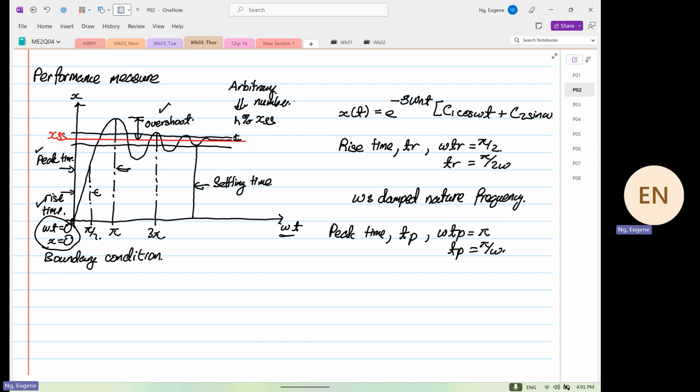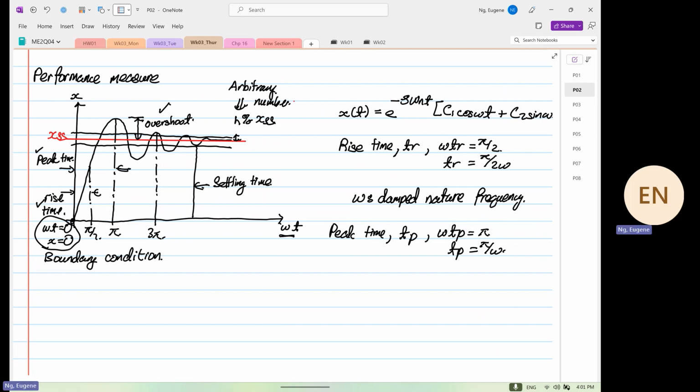Omega t on the x-axis, because it's dependent on the excitation frequency, omega. Okay, so you cannot just put time, it's too generalized. So we put omega t, all dependent on omega. So on the x-axis, in all the graphs you look at for performance measures, the x-axis is always omega t, and the y-axis is the amplitude of vibration.